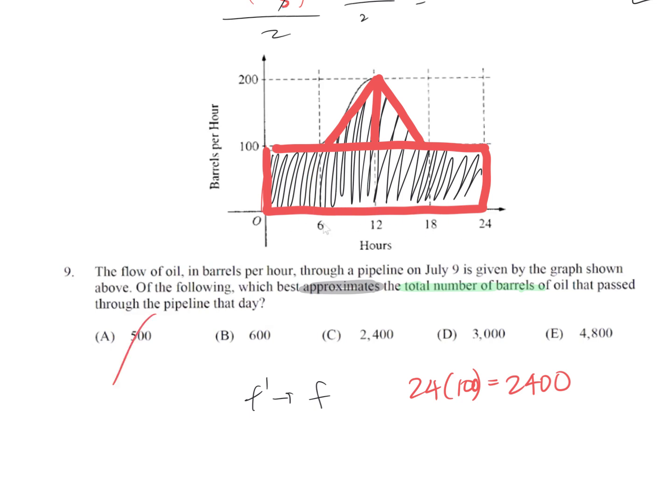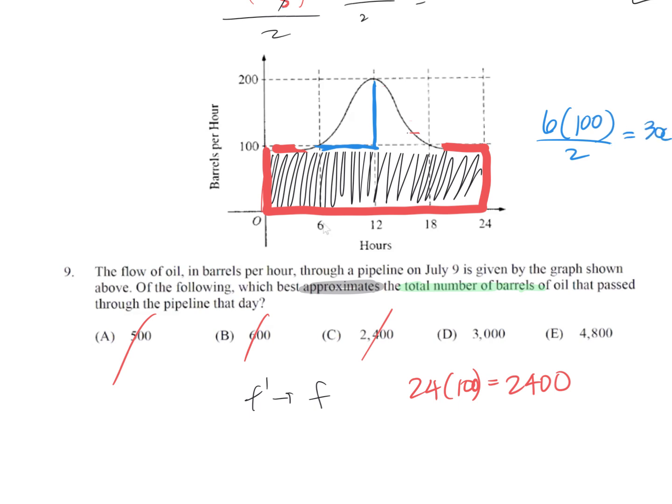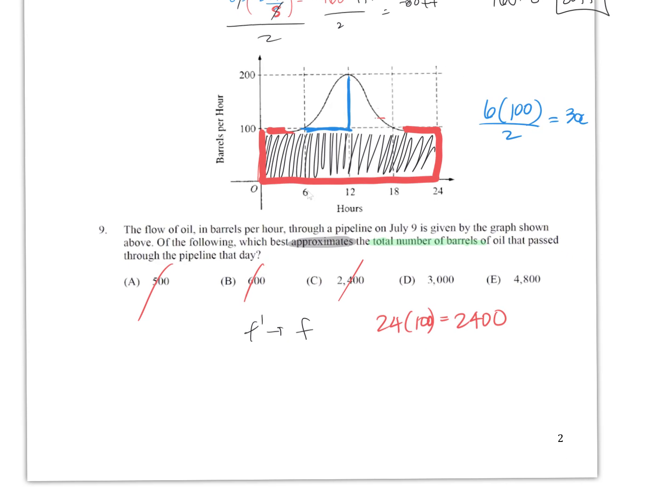So I'm going to get rid of 500, 600, and 2,400 because I know it's got to be more than that. Do we have a guess? 3,000 or 4,800 from there? 3,000. I'd say 3,000 is a pretty good guess. If I had to find the area of my triangles, the area of one triangle is going to be base of 6, height of 100, 6 times 100 divided by 2. So one triangle is going to be 300. And then I had 2 of them, so I'd say plus another 600, that estimates about 3,000.